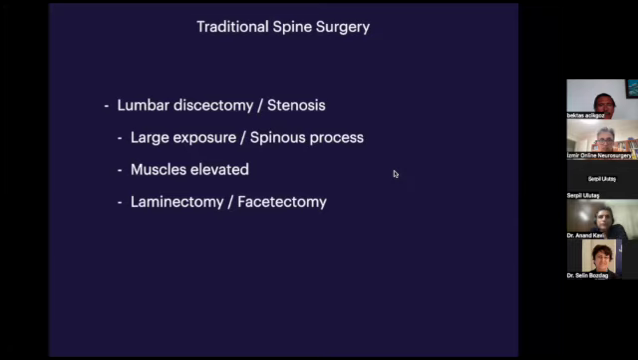Now, traditional spine surgery for the lumbar spine, as we all know, whether it is lumbar discectomy or stenosis decompression, these are extensive surgeries. These were large exposure surgeries where we used to cut the bones, cut the spinous process, cut the interspinous ligaments, and scrape and elevate the muscles from the lamina. And then we used to do laminectomy and facetectomy to gain access to the spinal canal.